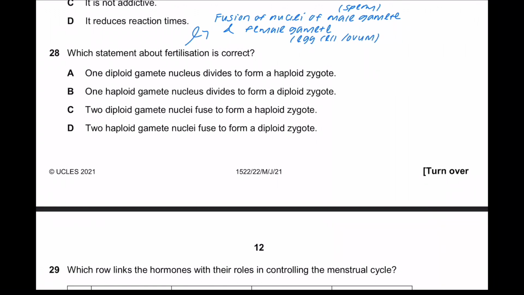So the answer would be D, two haploid gamete nuclei fuse to form a diploid zygote. The two haploid gametes are the sperm and the egg cell. Haploid means that it only consists of one set of chromosomes. Diploid means that it contains two sets of chromosomes. So the answer would be D.